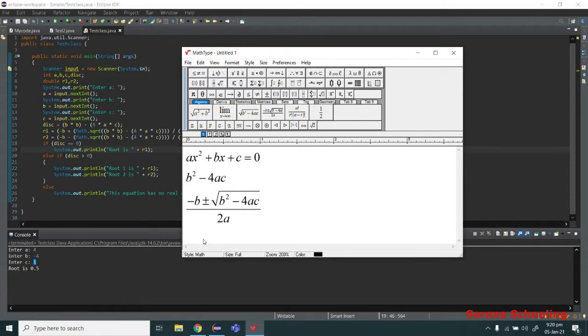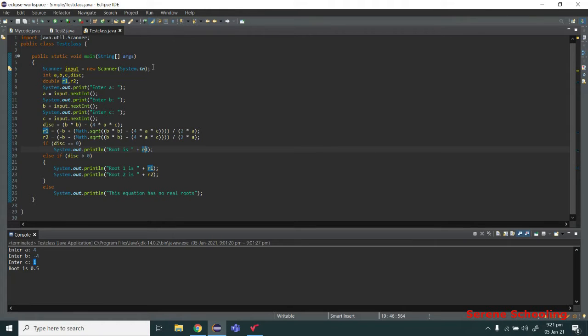This is the formula for calculating the roots of an equation. This is also known as the quadratic formula. This formula is of two parts. One variation of it is with the plus symbol here, and the other variation is with the negative symbol here, since you can't do both at once. So let's see how we implement it into a program.